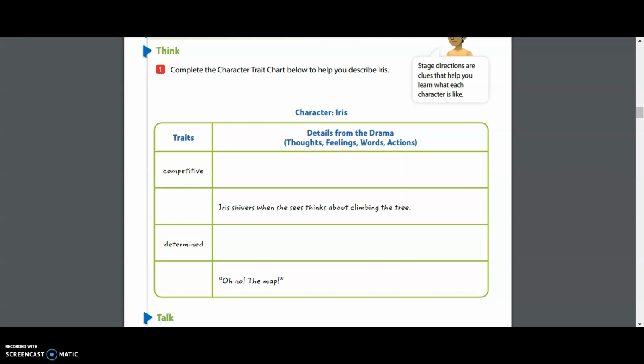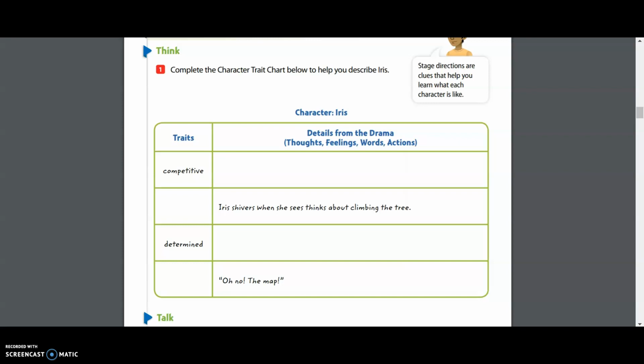So now Ms. Felix and I have helped to guide you all through the first two traits, as well as the details from the drama in this graphic organizer. We would like for you all to take the remainder of this time to figure out the word determined. What details from the drama, what thoughts, what feelings, what words, what actions can prove that Iris is determined? After you figure that out, your last clue is the detail from the drama that says, "Oh no, the map!" There are exclamation marks behind both of those statements.